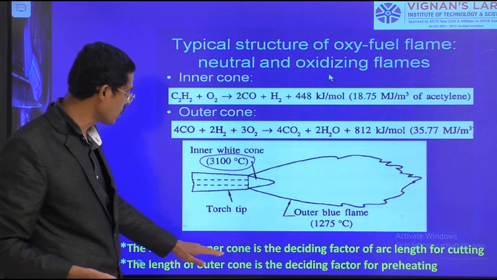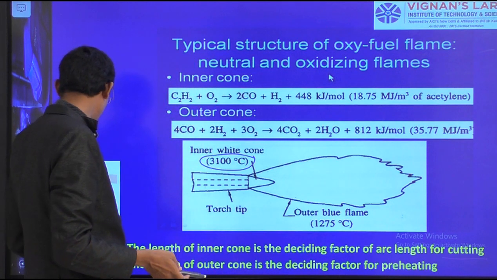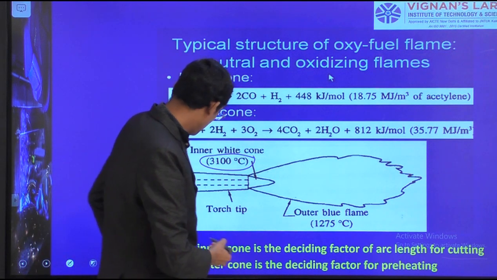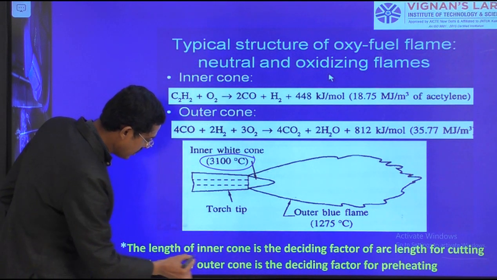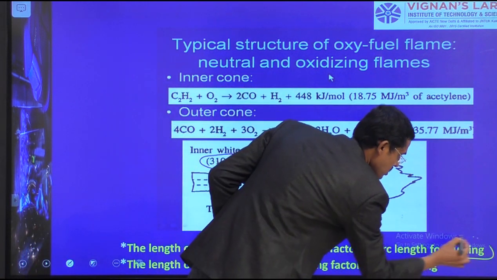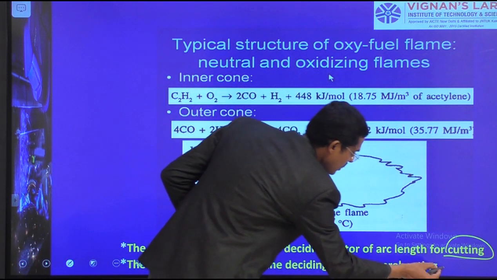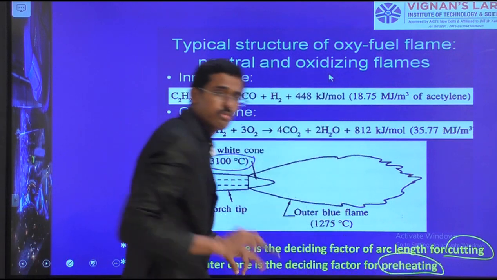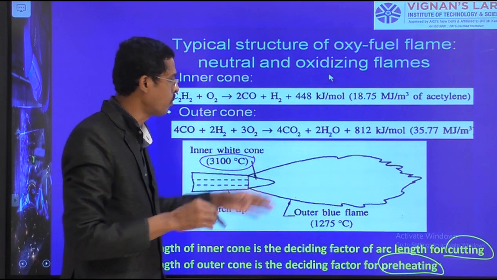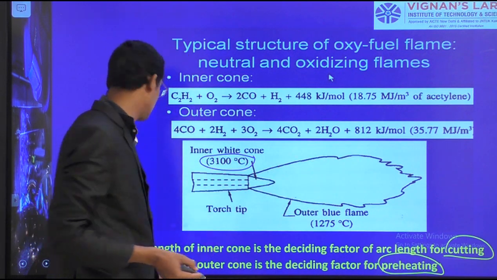The length of the outer cone is the deciding factor for the preheating process. It is clearly given here. You see, they are talking about the inner cone. The inner cone is deciding for the cutting process and the outer cone is deciding for the preheating process. So for two purposes we are heating the flame. Outer for preheating purpose, inner for cutting, because the inner cone is 3100 degrees centigrade.